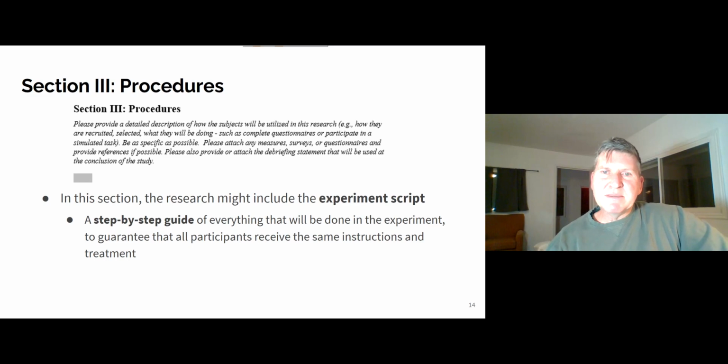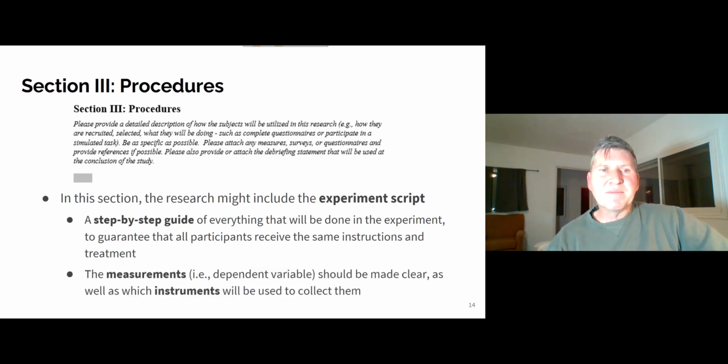Remember, we talked about systematic bias, and we talked about how you have two different experimenters, and one gives a different set of instructions than the other, and how that might introduce bias. Well, the step-by-step guide should be created as a way to counteract that systematic bias. And this is a good thing to include here.